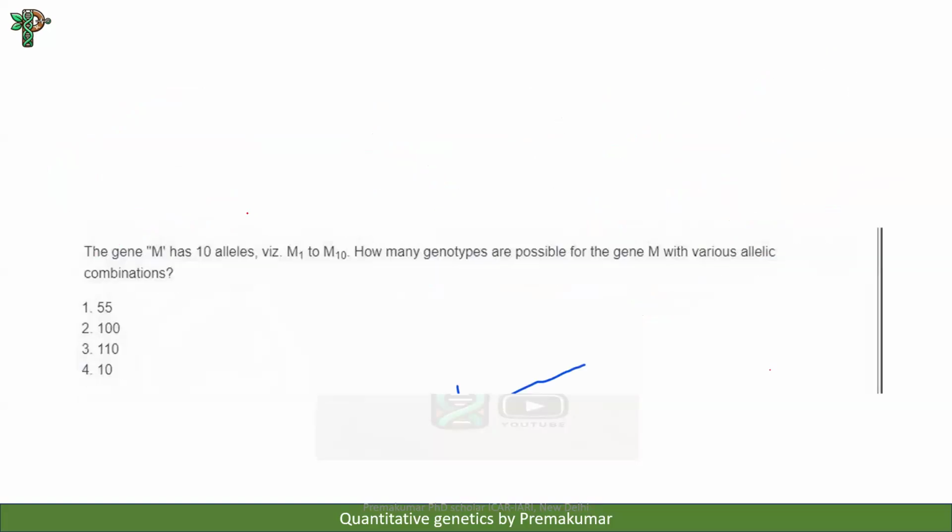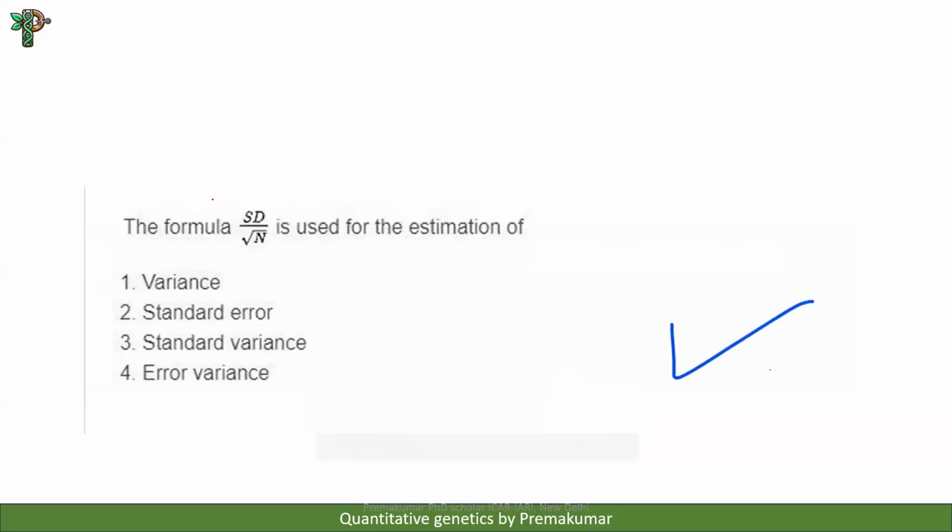Then, if a gene M has 10 alleles, M1 to M10, how many genotypes are possible? It's simple. You just substitute n into n plus 1 divided by 2, and you will get the result. Then, what is the formula of SD by root n? It is just the standard error.